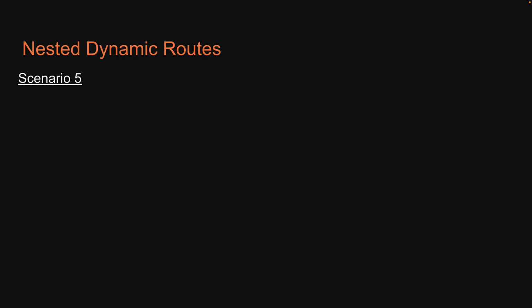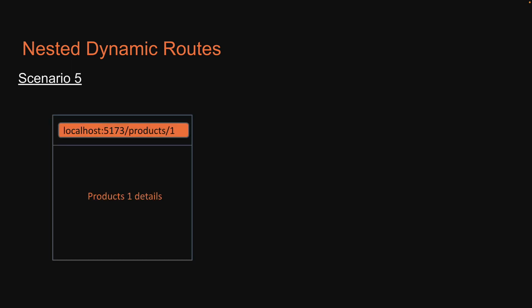In the previous video, we learned about dynamic routes in SvelteKit. In this video, let's learn about nested dynamic routes. When building complex applications, it is quite common that you come across the need to have more than one dynamic route segment. For example, let's consider this scenario number 5. As a user, if I navigate to /products/1, I should see the details for product 1.